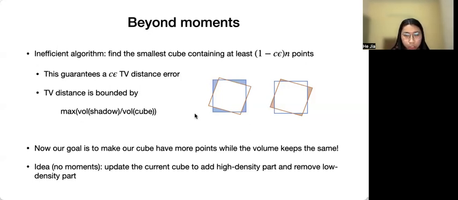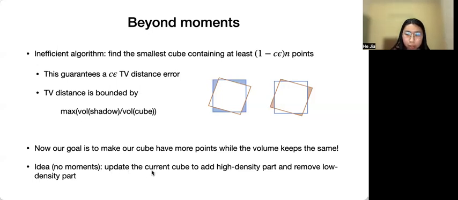So this inefficient algorithm gave us a good error guarantee. Although it is inefficient, we can think of it as a good goal to achieve. So our goal now is to make our cube have more points while the volume stays the same. And this is our idea. This is the exact idea we use in our algorithm. And there are no moments in the idea.